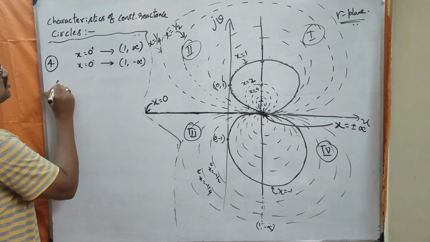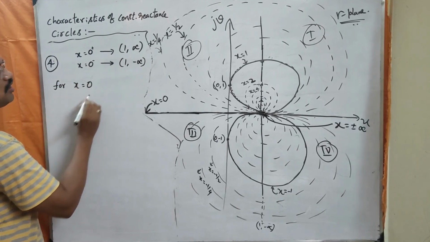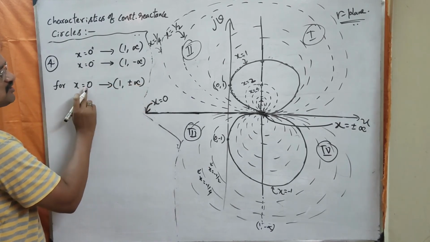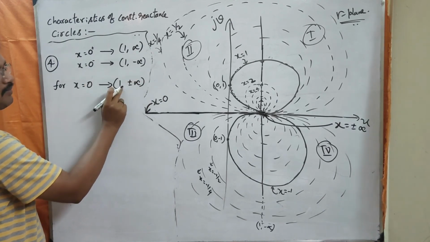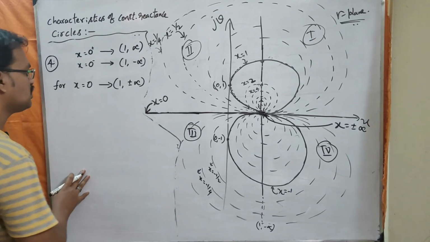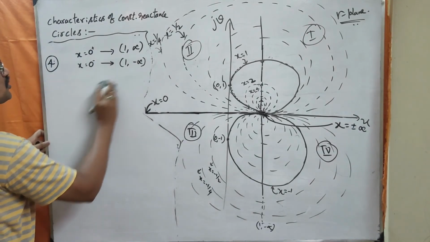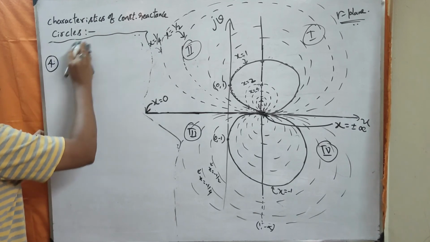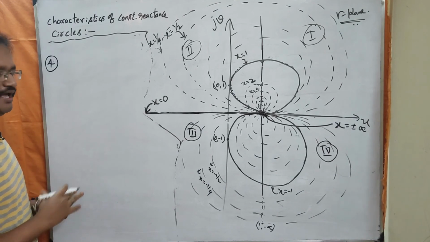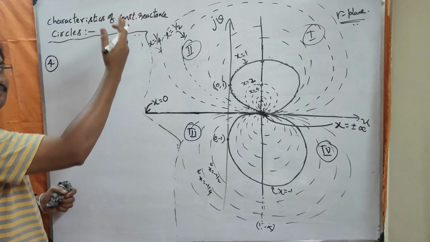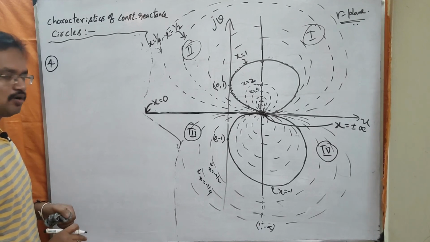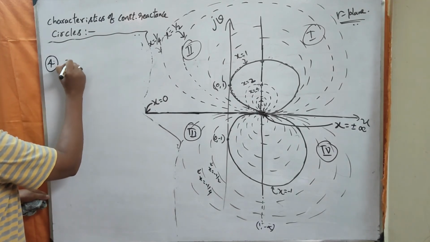So I can say for x is equal to 0, the center can be at 1 comma plus or minus infinity. So for x is equal to 0 plus, it will go to 1 comma infinity. For x is equal to 0 minus, it will go to 1 comma minus infinity. Okay. So I can say for x is equal to 0, the center is at 1 comma plus or minus infinity. Yes or no? Okay. Just for 0 plus, the center will go to 1 comma infinity. Just for 0 minus, the center will go to 1 comma minus infinity. Understood? Okay. So x is equal to 0.